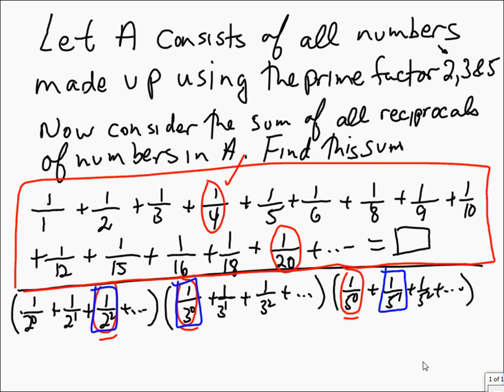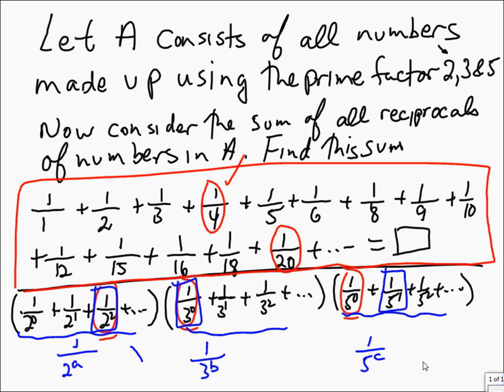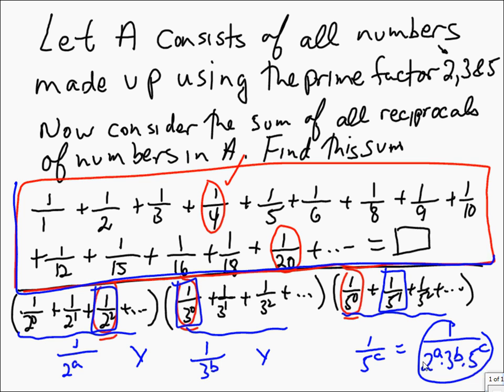The bottom won't have any extra stuff because if you take something from here, say 1 over 2 to the A, and you take something from here, say 1 over 3 to the B, and you take something from here, 1 over 5 to the C, and you multiply these, you're going to get something in the form of 1 over 2 to the A, 3 to the B, 5 to the C. But every number of this form is here.